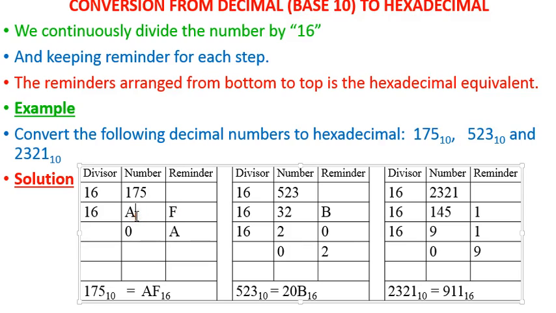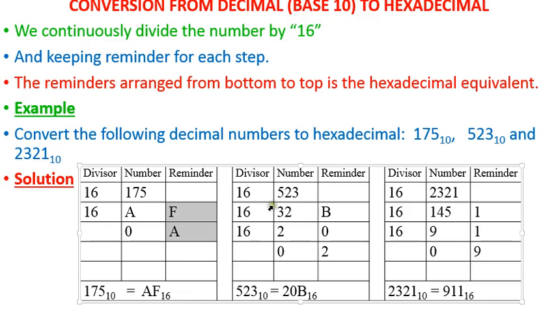The next thing I'll now say A, which is 10, divided by 16. We know 16 cannot enter 10. Therefore, our answer is 0 and the remainder is the A itself. So my final result should be this. I'll combine the A and the F, starting from the A up to F. So my 175 base 10 is equivalent to AF base 16.